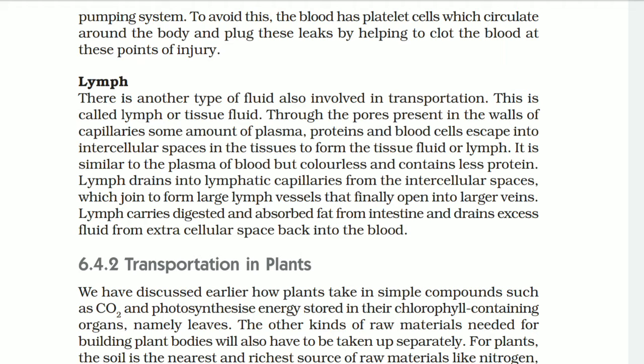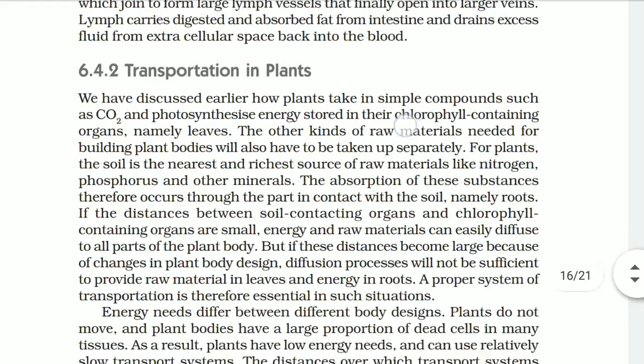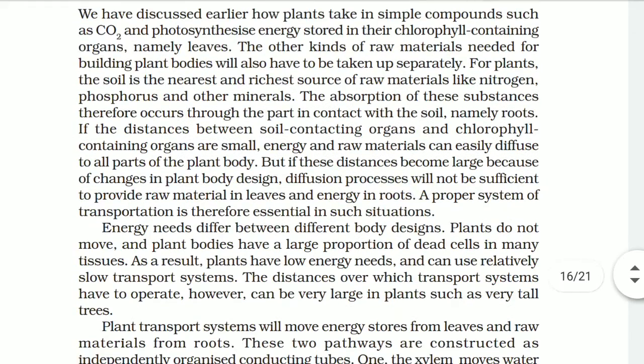Now, transportation in plants. So we have discussed earlier how the plant takes simple compounds such as carbon dioxide and, in photosynthesis, energy stored in the chlorophyll-containing organs, namely leaves. The other kind of raw material needed for the building of the plant body will also have to be taken up separately. For plants, the soil is the nearest and the richest source of raw materials like nitrogen, phosphorus, and other minerals. The absorption of these substances therefore occurs through the part in contact with the soil, namely roots.